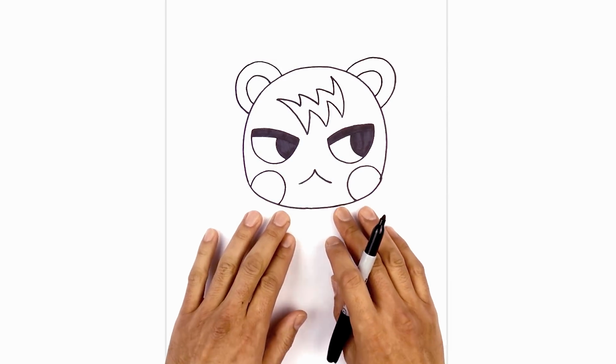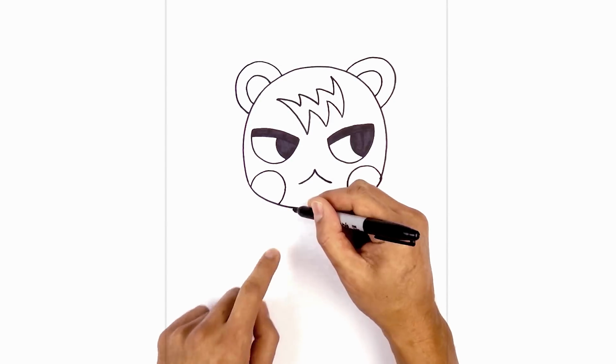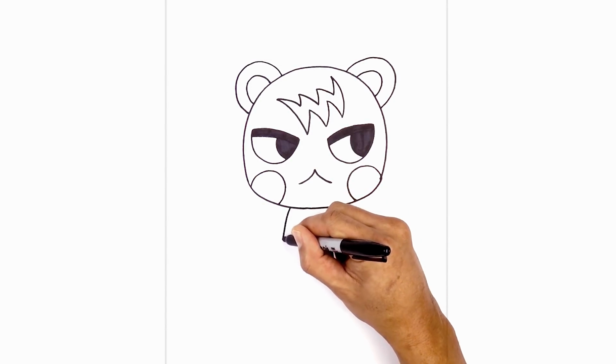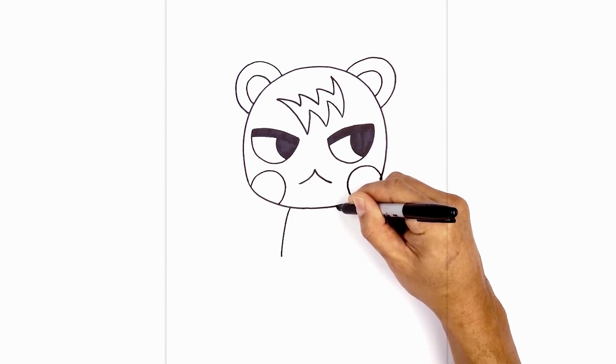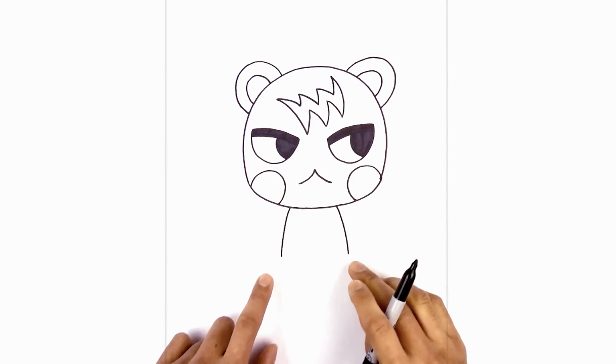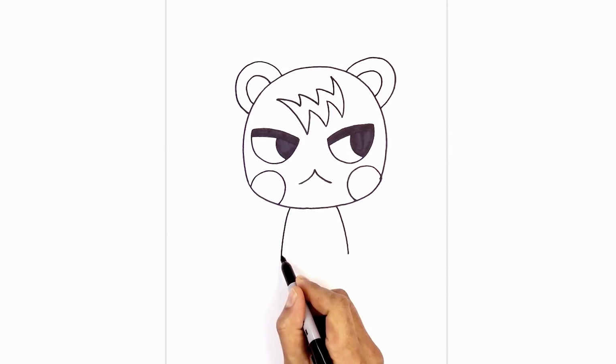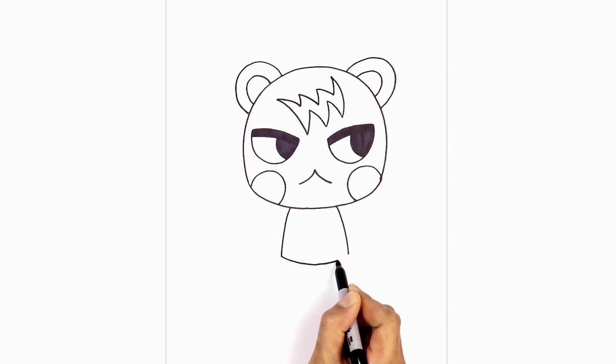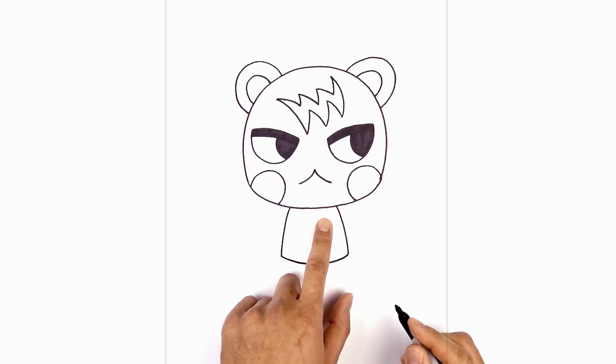I'm going to start with the sides of the body first. So on either side of the chin, starting on the left, I'm going to curve down and out towards the hip. Do the same thing on the right side to the same height. Now we're going to connect these 2 points with a curve, coming down in the middle and then back up on the right.